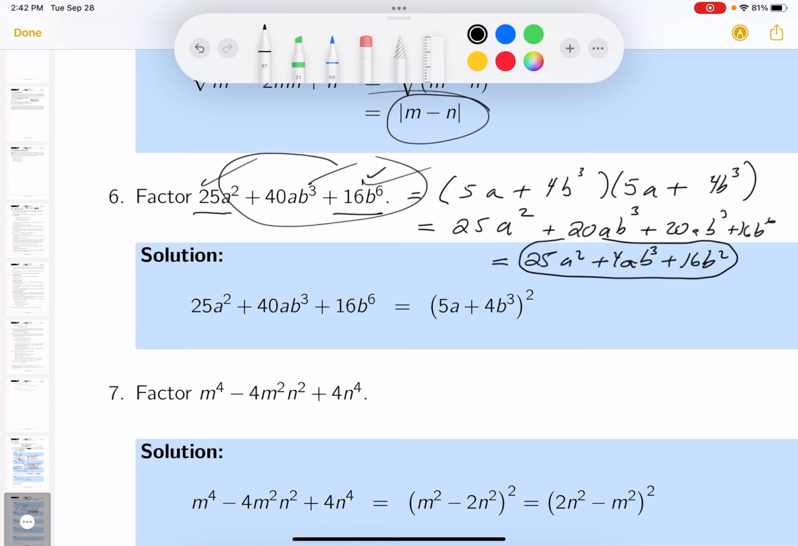All right? These answers are listed for you. Now, certainly what I mean by that, this answer is listed, but in a far more compact form. It's a perfect square problem. All right, let's look at number 7. And they want me to factor this over here.